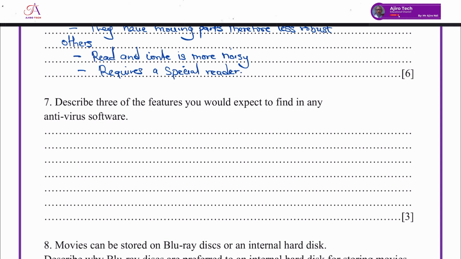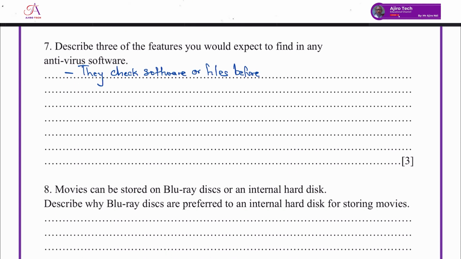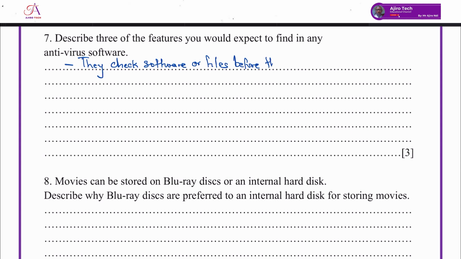So let's talk about those features you would find in any antivirus software. So I have this. They check software or files before they are run or loaded on a computer.